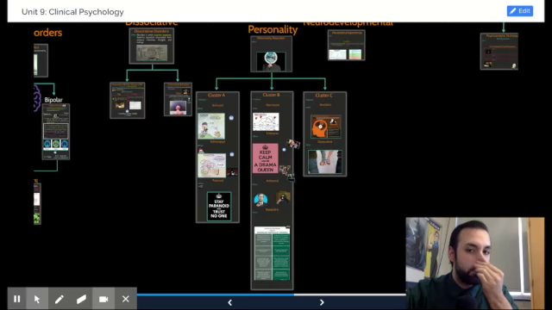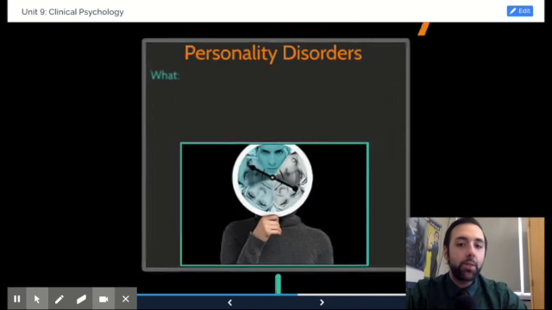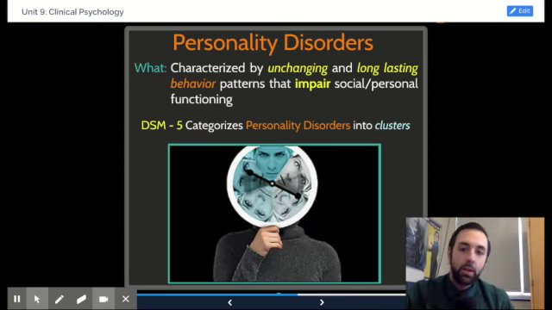Starting all the way at the top, as we typically do, we will define personality disorders. The term personality was the name of a whole unit back earlier this year. When we talked about personality, we talked about the idea of categorizing somebody based on these unchanging and long-lasting behavioral patterns. Well, personality disorders are going to take the name of just personality itself and then put it into the context of a psychological disorder, where we're going to be looking at disorders that are characterized by unchanging and long-lasting behavioral patterns, specifically those that impair whether it's social or personal functioning.